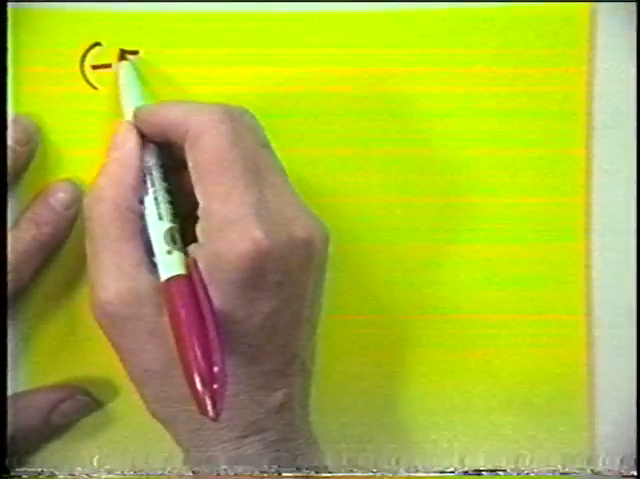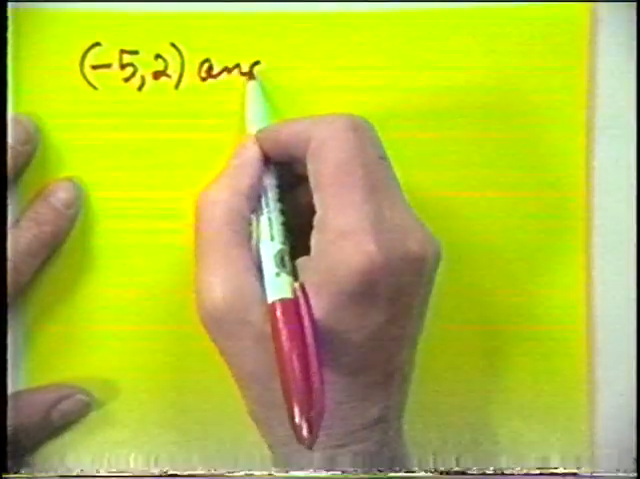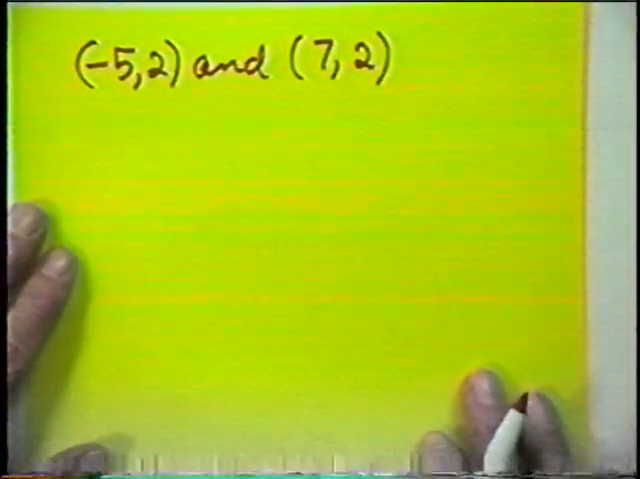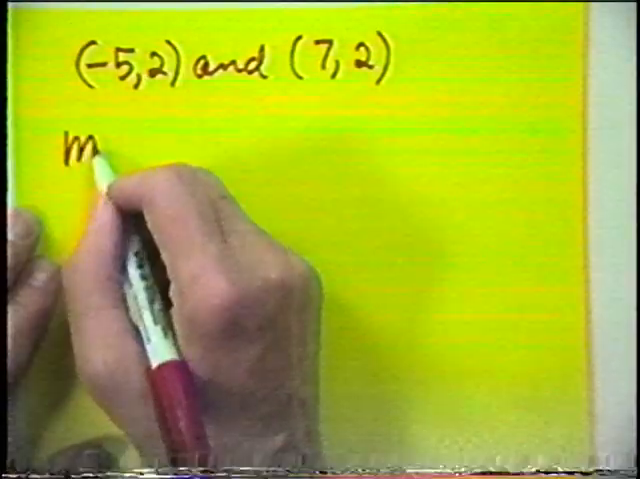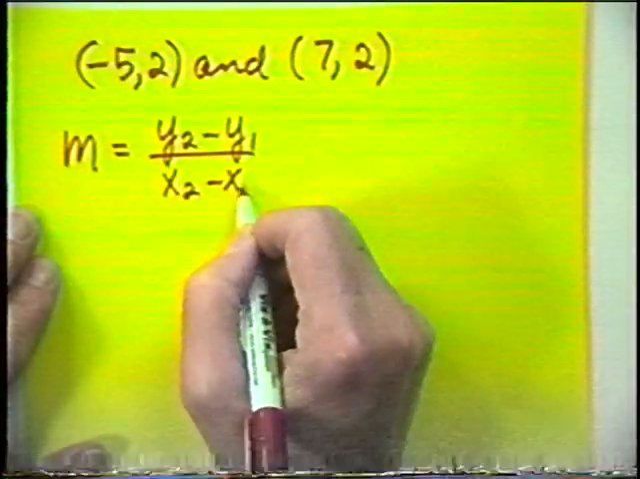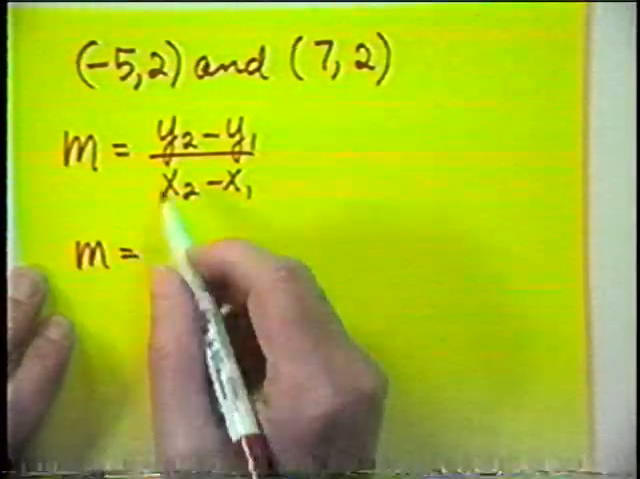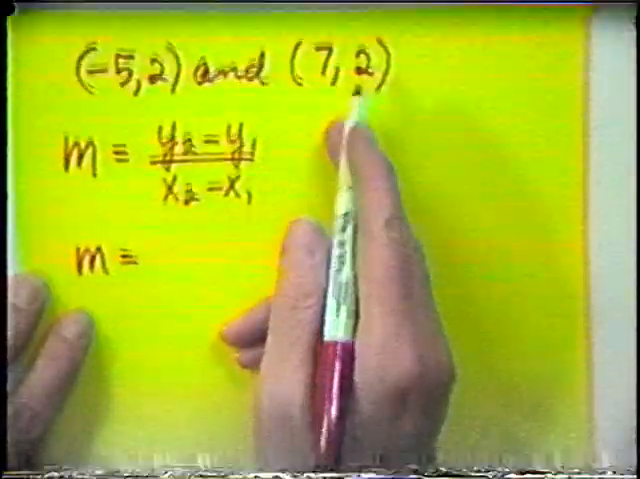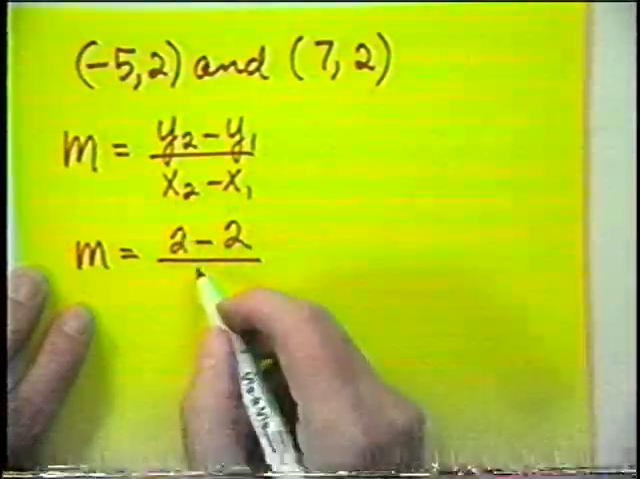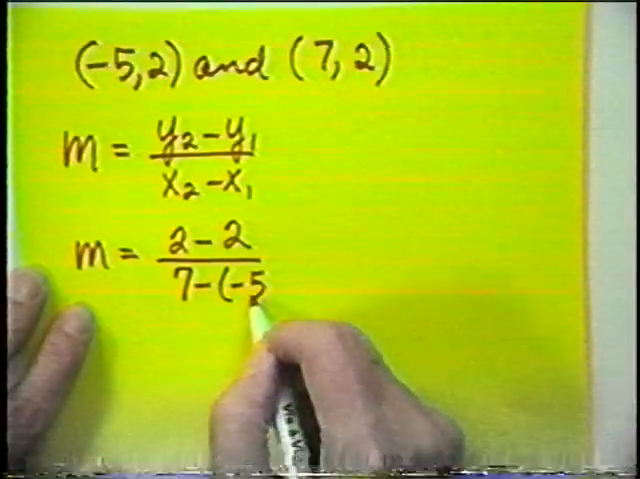55 says it's going to pass through negative 5, 2, and 7, 2. So we want a line that passes through those 2 points. The first thing we're going to have to do is find the slope. The slope is y sub 2 minus y sub 1 over x sub 2 minus x sub 1. And so we're going to get y sub 2 is 2 minus y sub 1 is 2 over x sub 2 is 7 minus x sub 1, which is a negative 5.